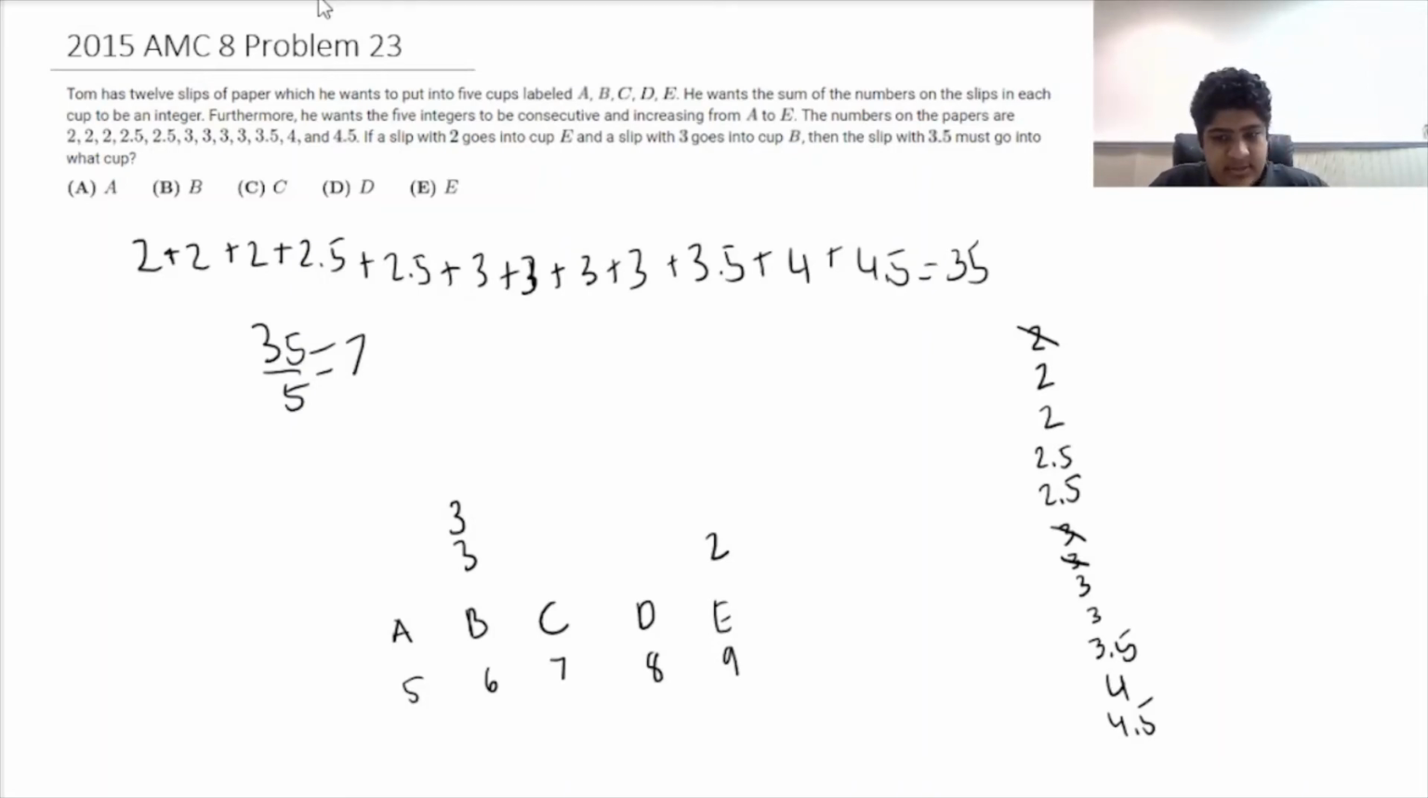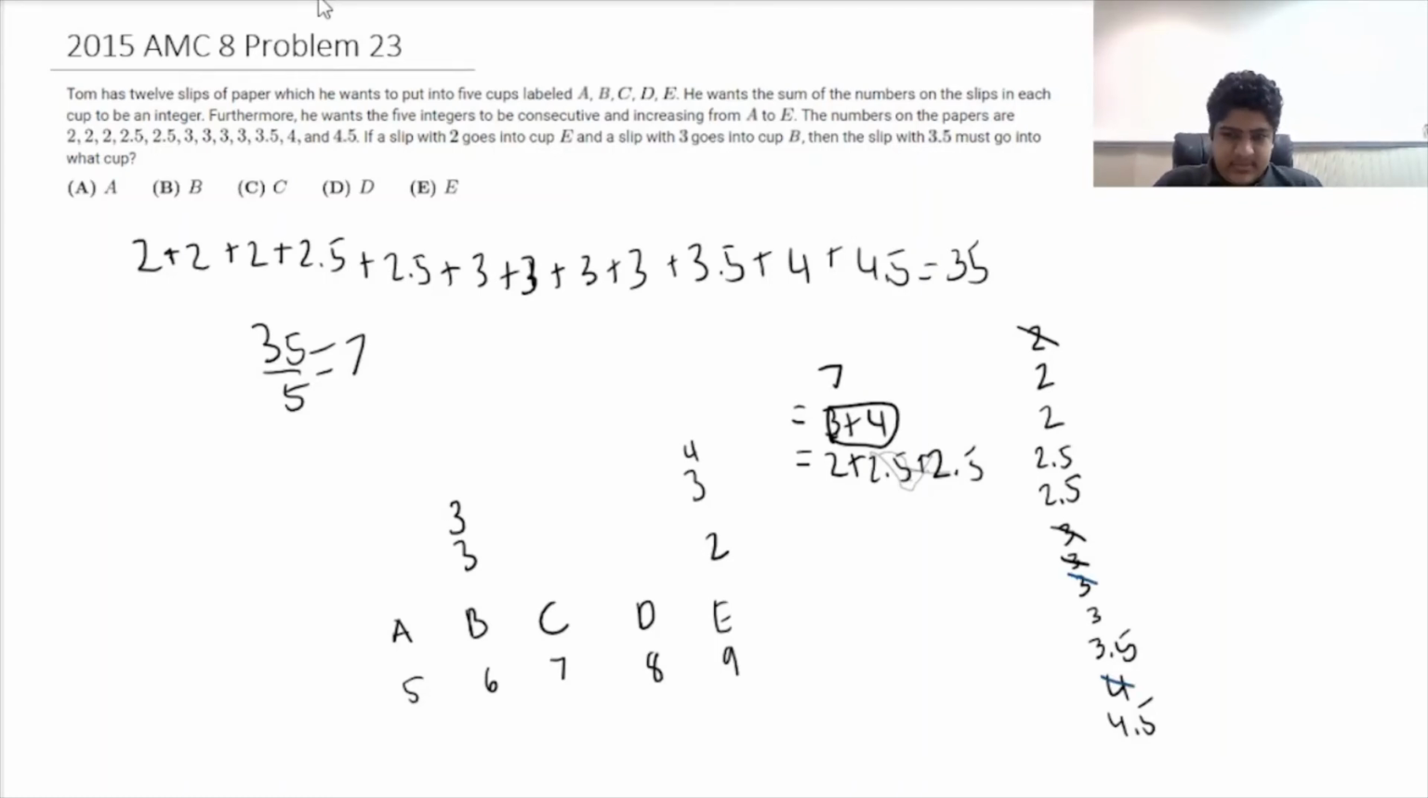Now we need to find numbers such that the sum of them in E is going to be 9. So we know that there's already 2, which means that any remaining slips will sum to 7. So let's just look at the possibilities for that. We know that 7 is equal to 3 plus 4, and it's also equal to 2 plus 2.5 plus 2.5. So let's do process of elimination by first starting with this first option. So if we have a 3 and a 4 here, then I'll just mark it with blue because we're not sure if this works.